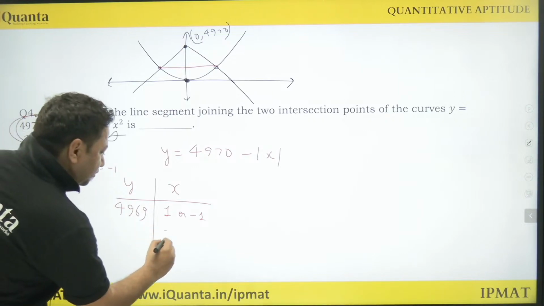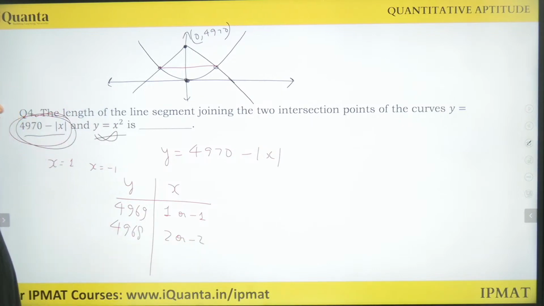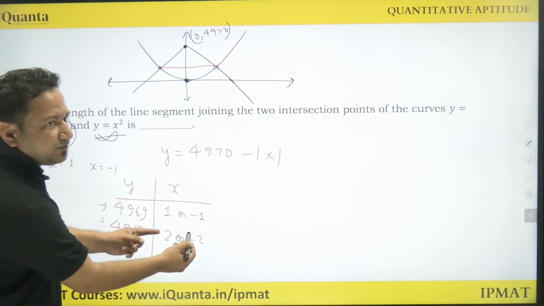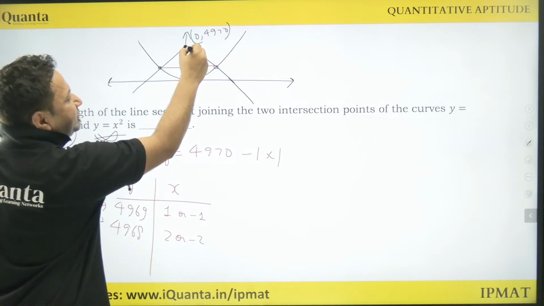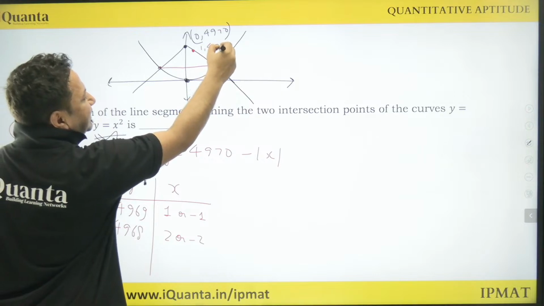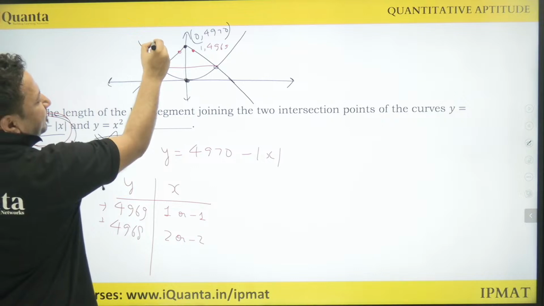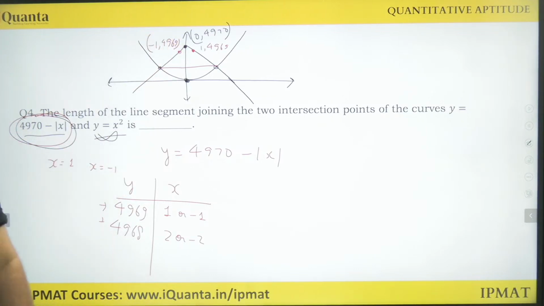If I put x equal to 2 or minus 2, in both the cases I'll get 4968. So ideally what is happening, one value of y is corresponding to two values of x. That is why, if this point was 1, 4969, then a symmetric point on the left hand side will be minus 1, 4969. I hope this is understandable. That is why we have a graph like this, a symmetric graph. All right. So now we can visualize this part.